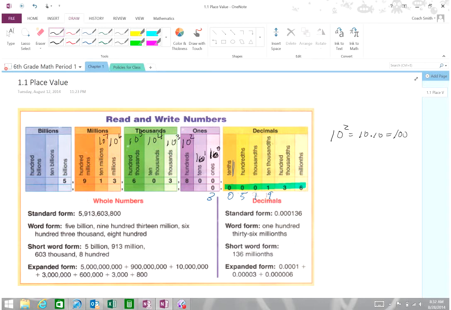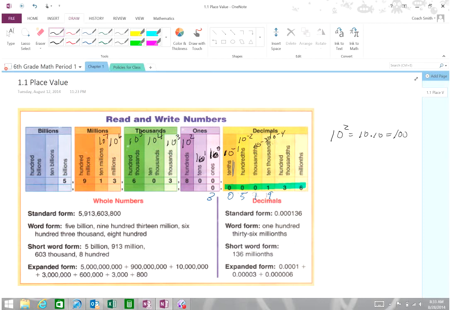So, if this is 10 to the 0, then this one has to be 10 to the negative first power. So this one then has to be 10 to the negative second power. So now we're going down, we're getting smaller. This would be 10 to the negative third power. This would be 10 to the negative fourth power. Now, for our purposes today, we are not going to write this in expanded form with exponents like this. We're not going to do that today.